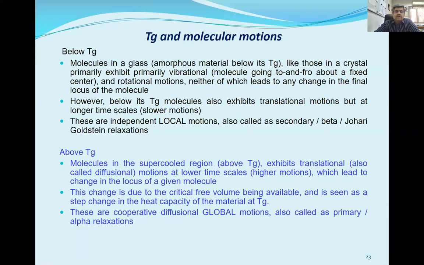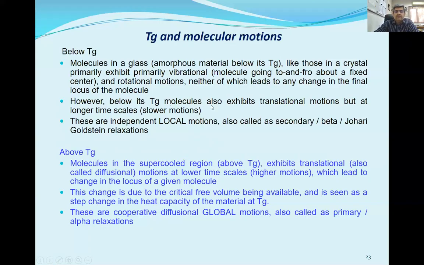As you know, vibrational motions occur to and fro with the same locus being maintained, whereas the rotational motions would also not involve change in the locus of the molecule. Locus of the molecule means that suppose if your molecule is at this point, if it moves to a point here, then this would be called as change in the locus. But if the molecule remains at a particular point and shows certain motions, then we are going to say that these motions are not causing any change in the locus of the molecule.